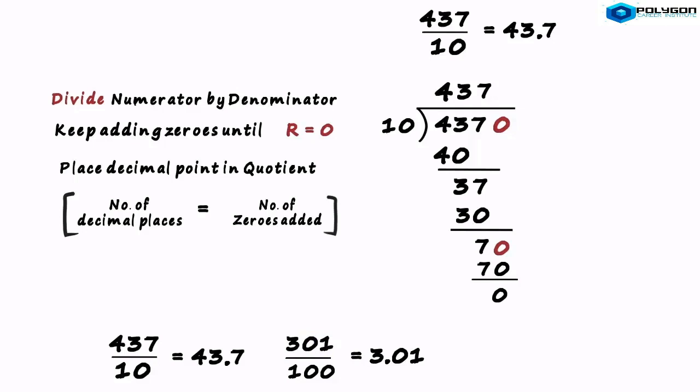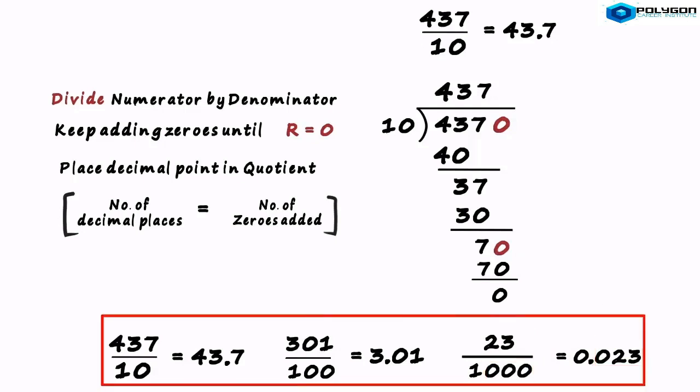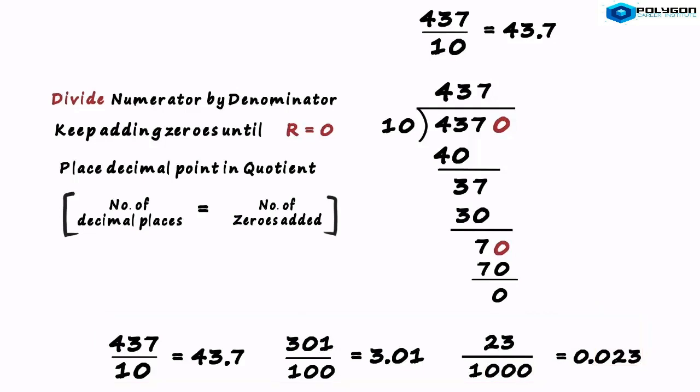Here's the last one, 23 by 1000. There are 3 zeros in the denominator, but just 2 digits in the numerator. What do we do in this case? As we have to move 3 places to the left, we write the decimal fraction as 0.023. We just added a 0 here to make sure we have 3 decimal places for the 3 zeros in the denominator. This technique can only be used if the denominator is a multiple of 10.